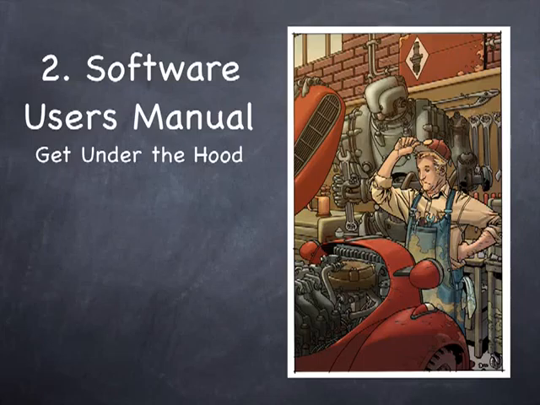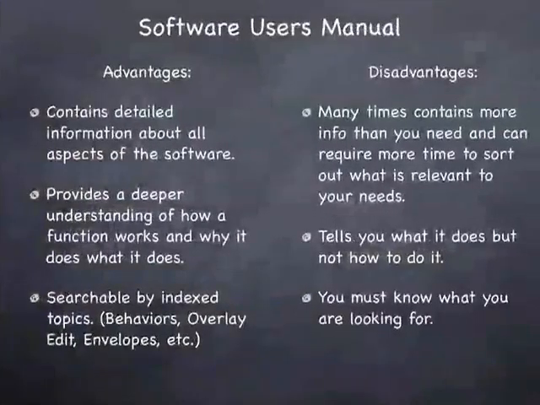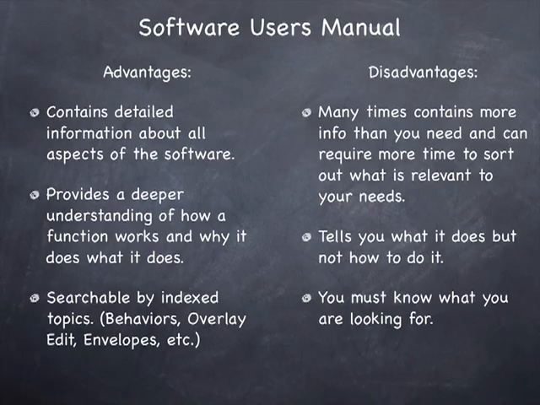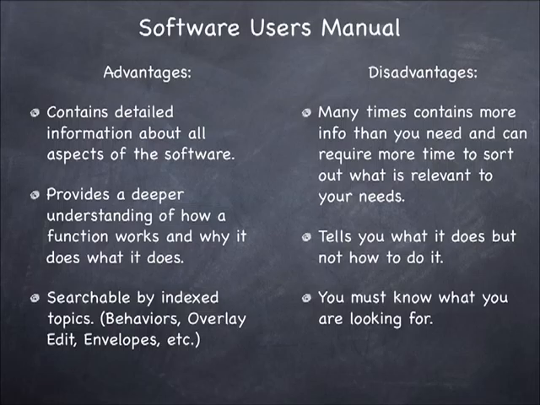So, looking at some of the advantages and disadvantages of a software user's manual, the advantages are it does contain detailed information about all aspects of the software. Also, using the user manual will provide you with a deeper understanding of the software and how certain functions work and why they do what they do. And it's searchable by chaptered and indexed topics, for example, behaviors, overlay edits, envelopes, etc.